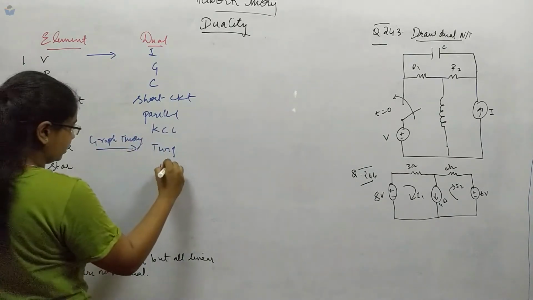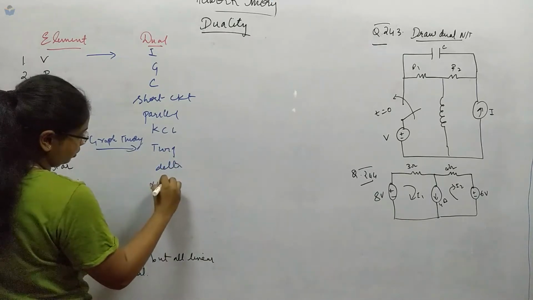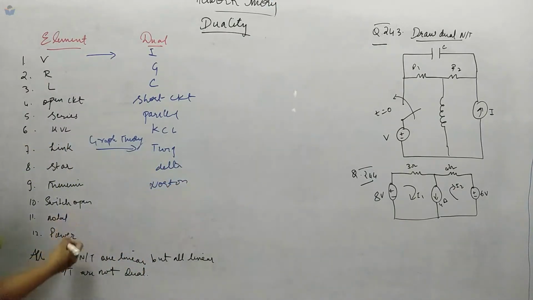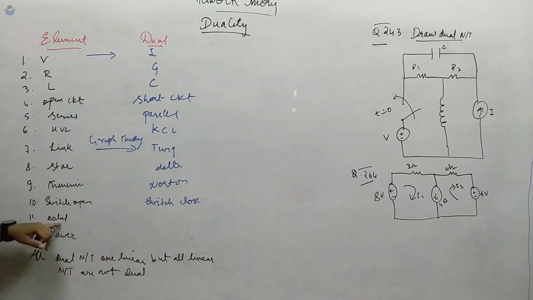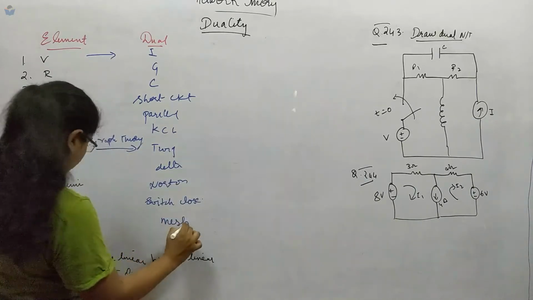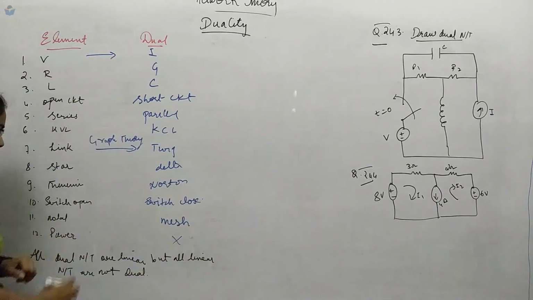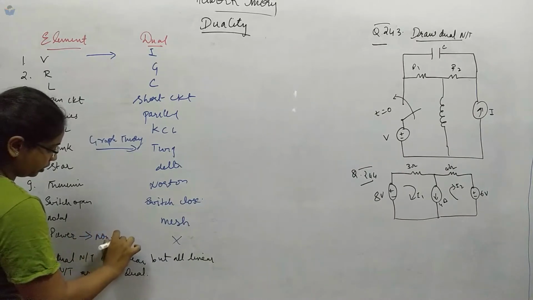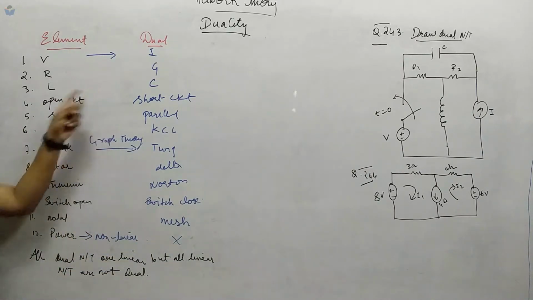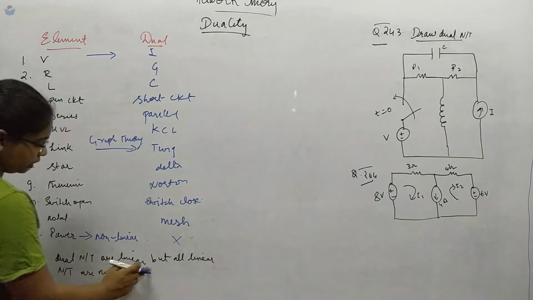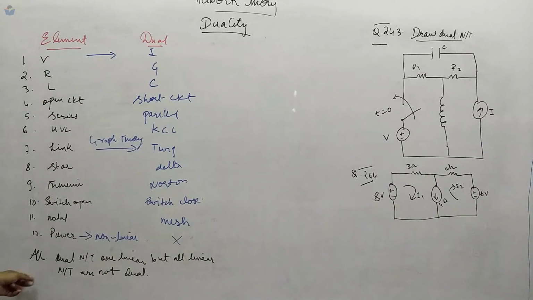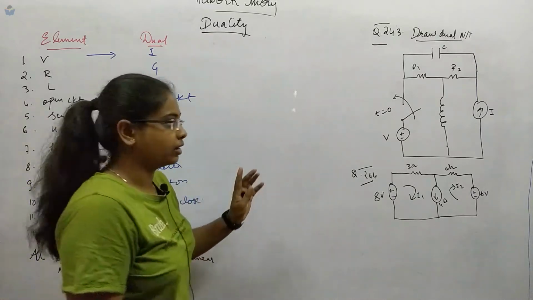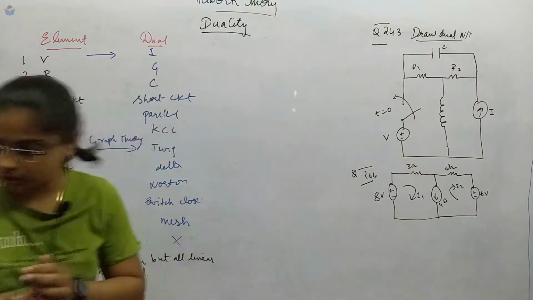For star we have delta, for Thevenin we have Norton, and for switch open it is switch closed. For nodal we have mesh, and for power there is no dual because it is non-linear. For the non-linear part the dual is not applicable. So all dual networks are linear, but all linear networks are not dual. This is the statement you have to keep in mind. By default, all duals will be linear networks. Based on this we will see the question.